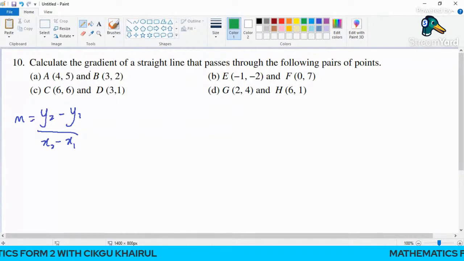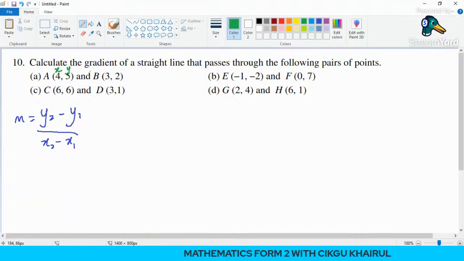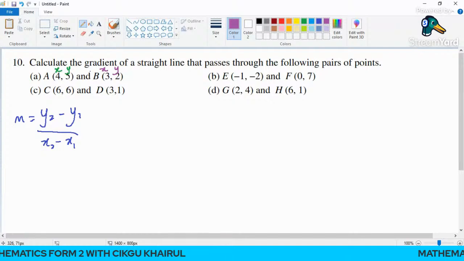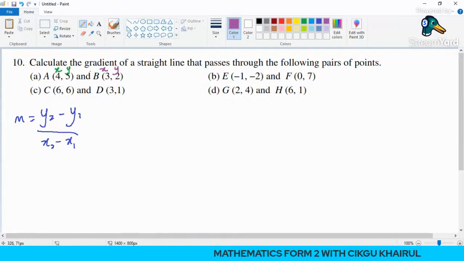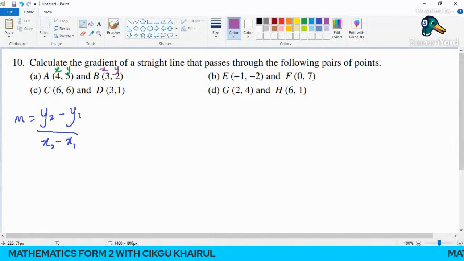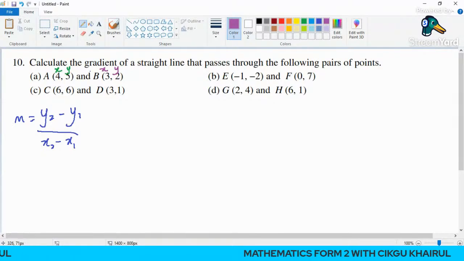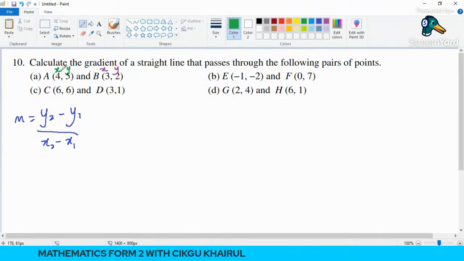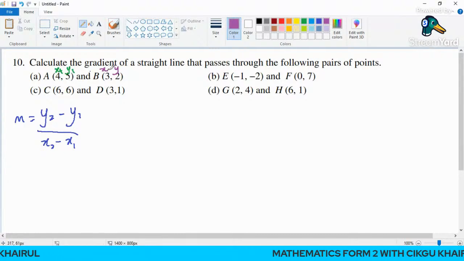So for question A, let me write this one. This is x and this is y. Maybe this one I use purple. This is also x. This is also y. So we have xy, xy. It's up to us which one we want to identify as point 1 or point 2, either A or B. So I want to write point A as x1, y1. Point B I will write as x2, y2.